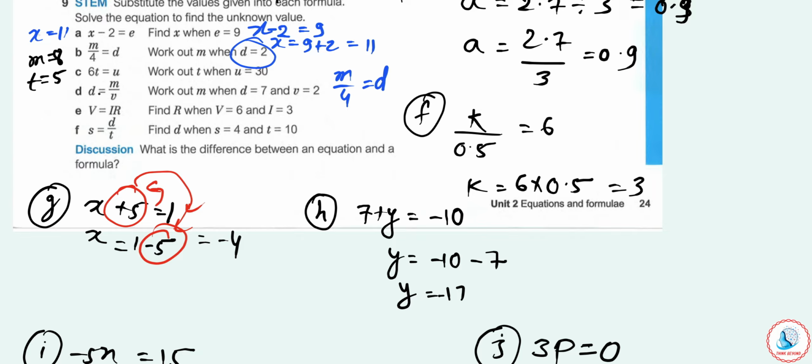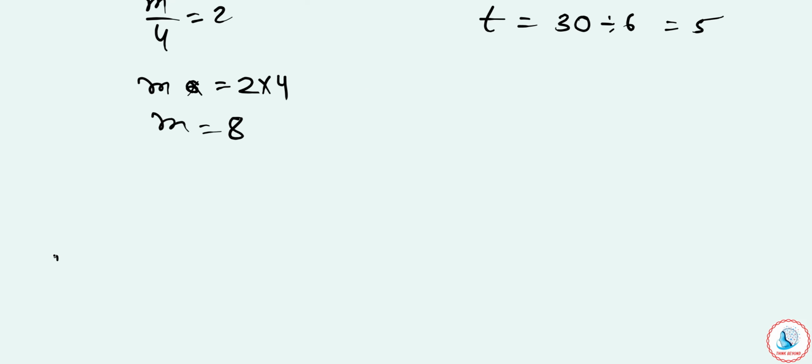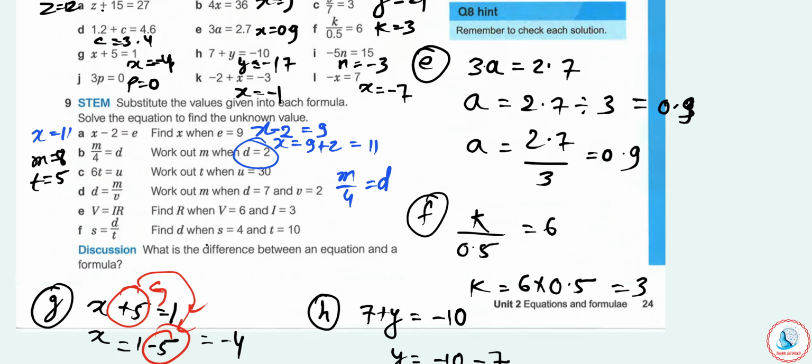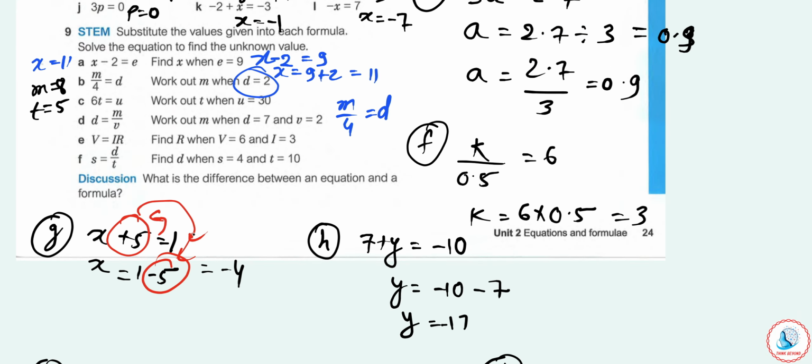Now question number D. D is equals to M over V. The value of M is 7, and the value of V is 2. Let's do it. D is equals to M over V, and the value of M is 7 and V is 2.